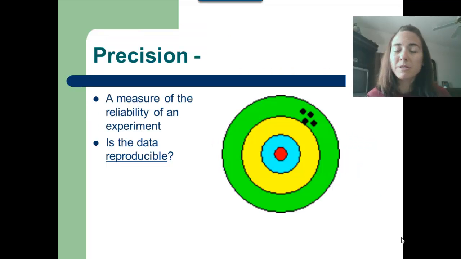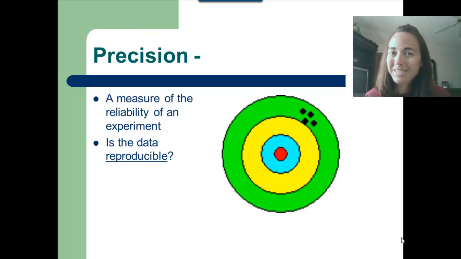First of all, precision. Precision is how reproducible your data is. So if you look at this graphic, it's a target with a bullseye in the middle. The four black dots that you see in the upper right corner are the shots that this person has made. They landed on the target every time, so they were repeating their results. They just weren't getting very close to the bullseye, which is the expected result. So for this diagram, we would say that these results are precise. They are reproducible and repeatable, but they are not accurate.